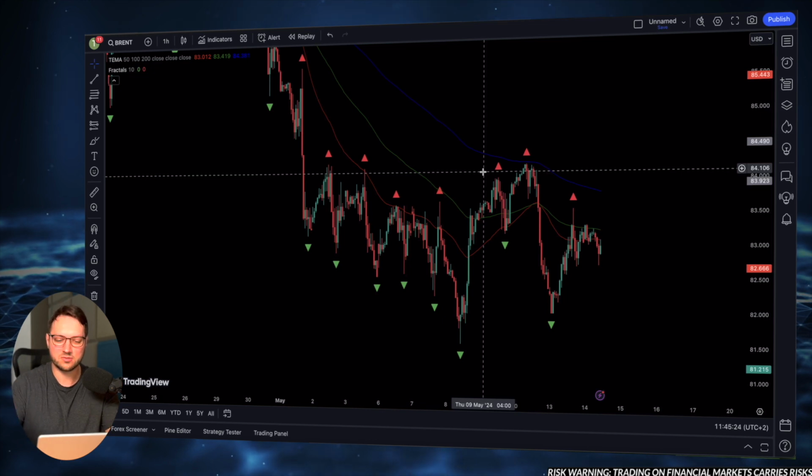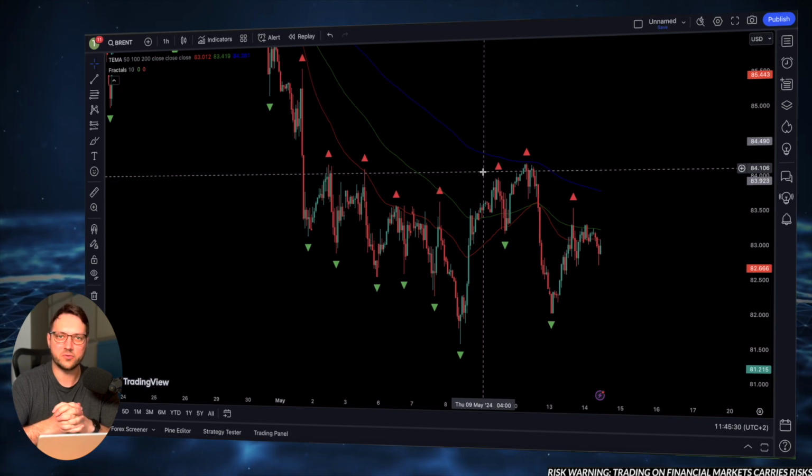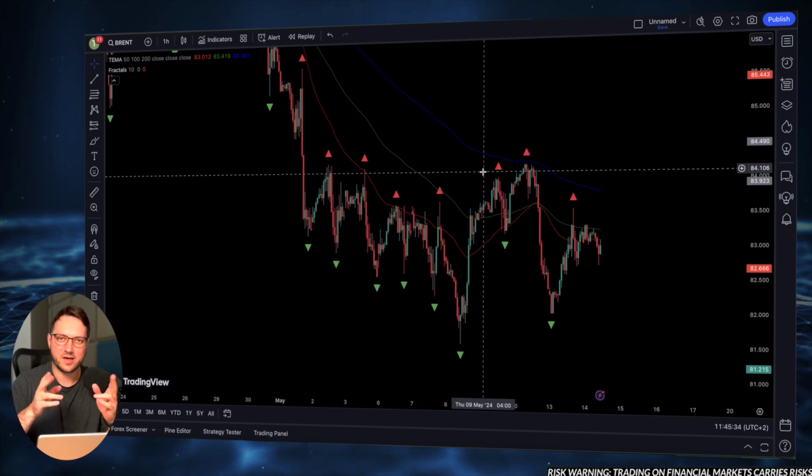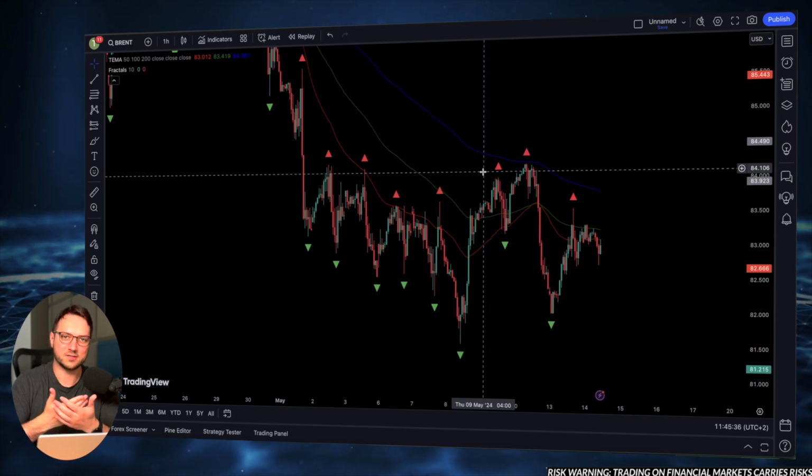I hope you like this one. It's very easy and convenient to use. I think it's a good start for a beginner trader to just hop into the trading platform, add 2 indicators to the chart, and start trading.